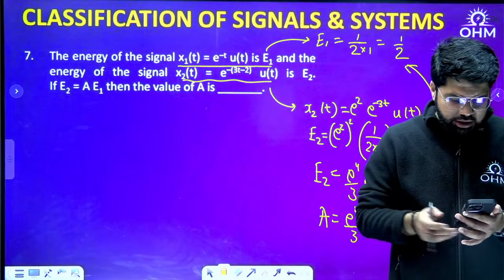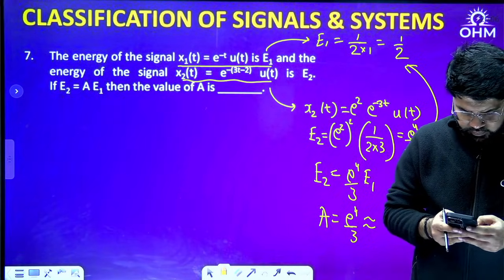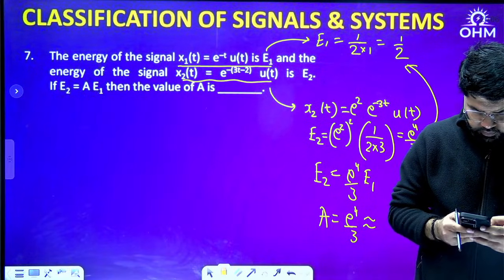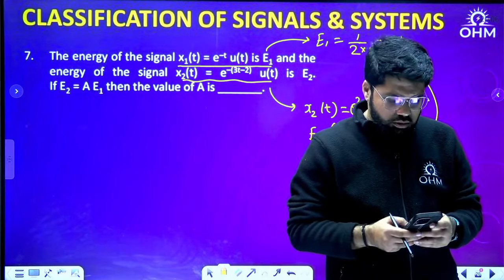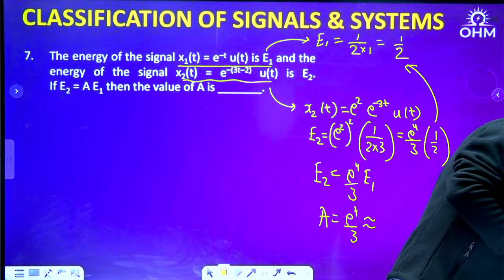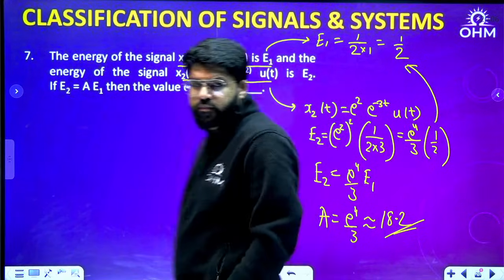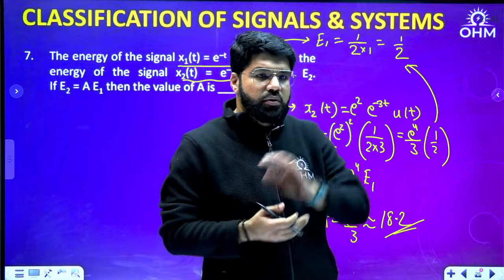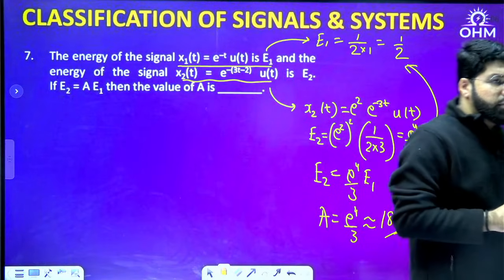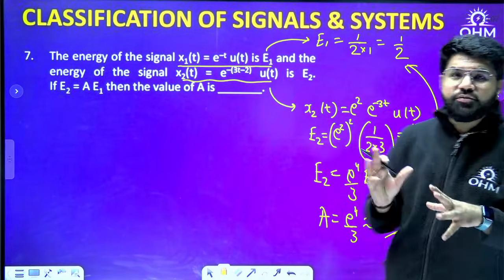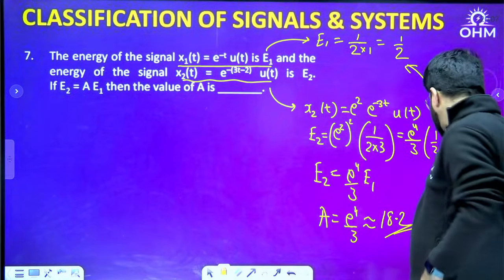Okay, let's calculate how much is going to be the final answer. E power 4, yeah. Okay, approximately 18.2. You can write 18.2. Yes, Samuk Pradhan, correct. 18.2, final answer. So see, this question has used the energy formula for the bounded exponential signal and also the amplitude scaling effect on the energy.